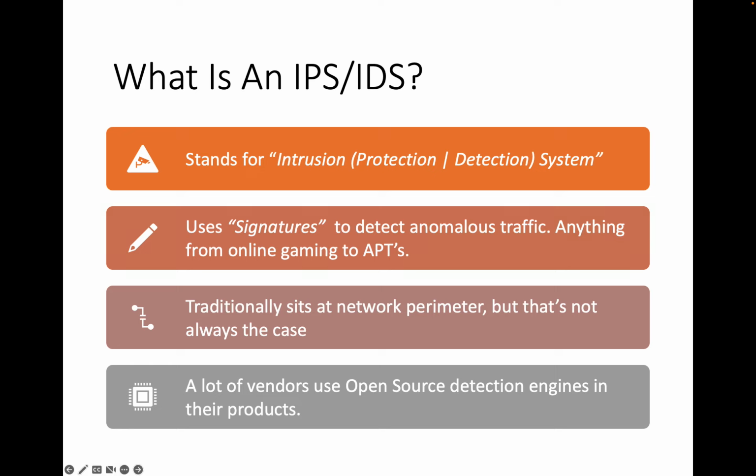Traditionally, these sensors sit at a network perimeter, but nowadays with more of a focus on lateral spread, you'll see people deploying sensors internally to monitor east-west traffic. A lot of vendors use open source engines, which is pretty cool. The vendors get a head start on their products and take advantage of this open source code, which they can modify, and in return these detection engines get more widespread and gain more awareness.